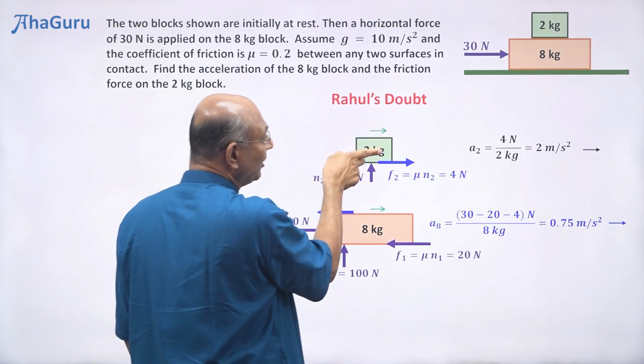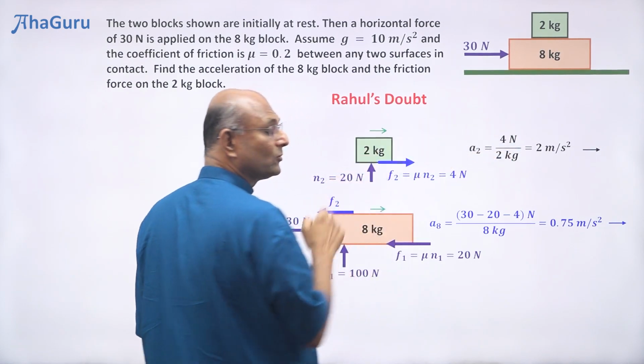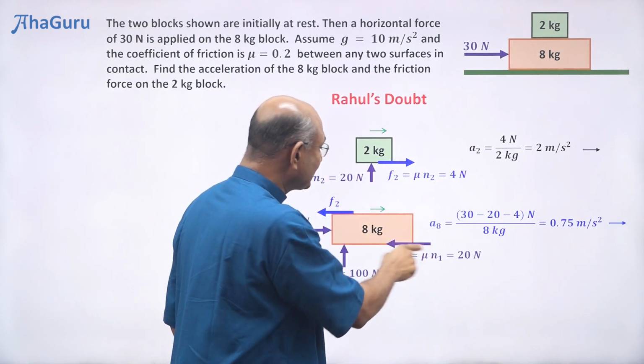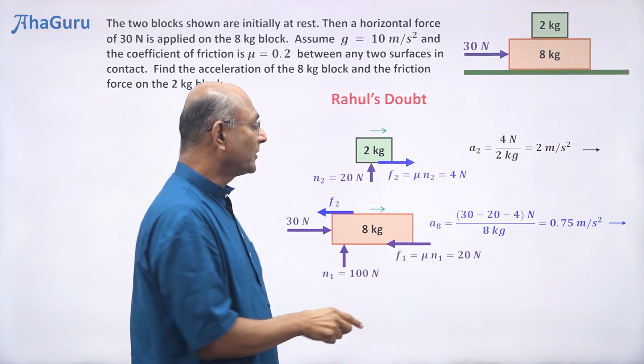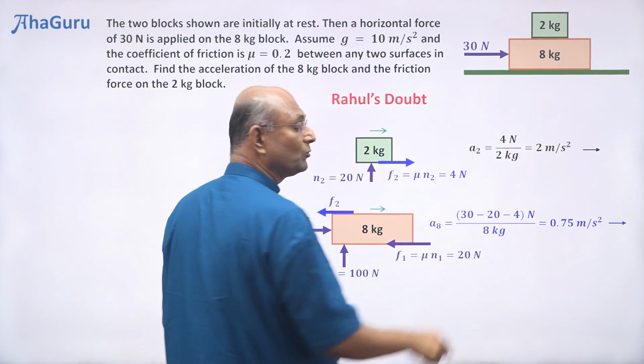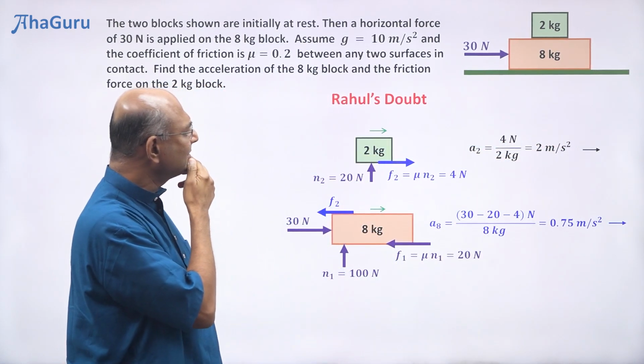That was not asked, but the moment you calculate that, you see something interesting. The 2 kg block is accelerating towards the right faster than the 8 kg block, because the acceleration of the 8 kg block is 0.75. The acceleration of the 2 kg block is 2 meters per second square. What is this telling us?